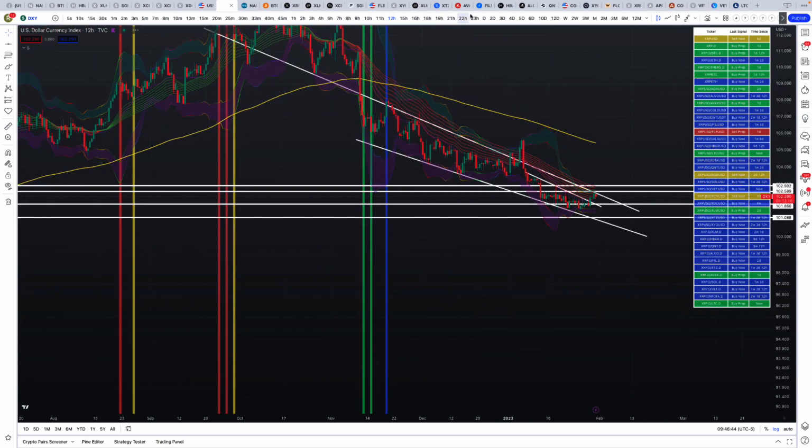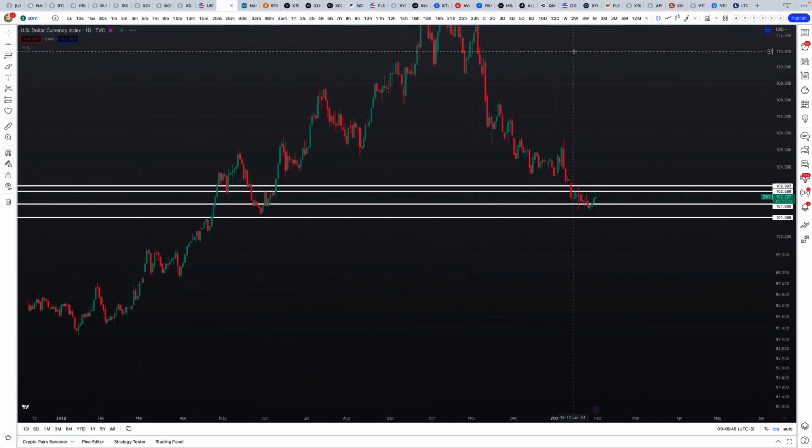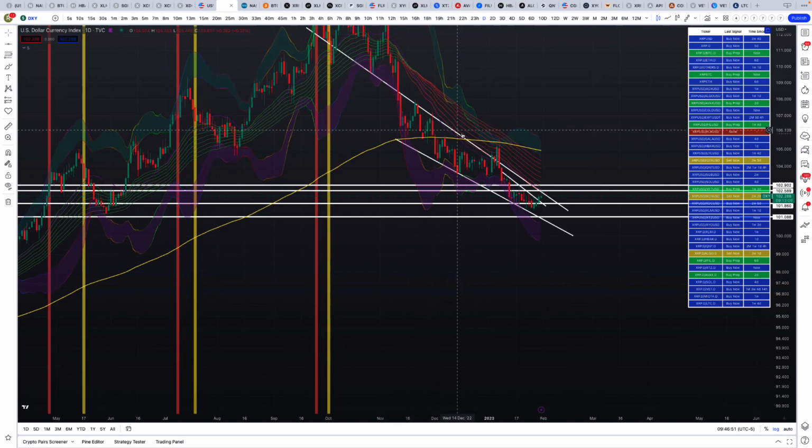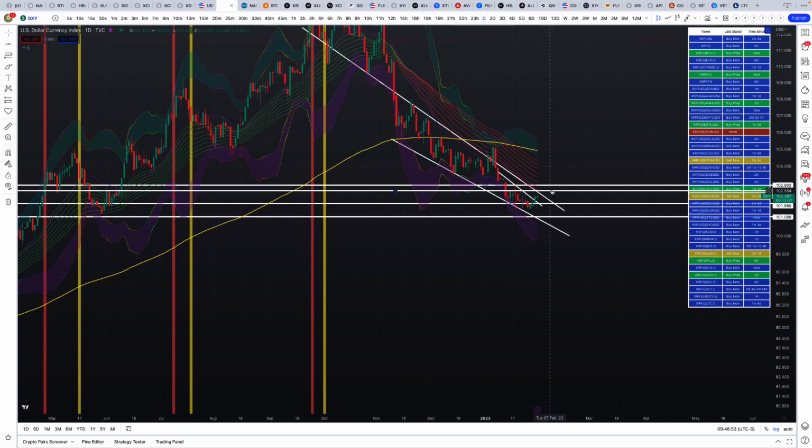Bigger picture stuff, we go to the one day. We can see that the middle of the void lines right here is where we got rejected at. So yeah, that lines up with the level that we should be watching. So that's all good right now.